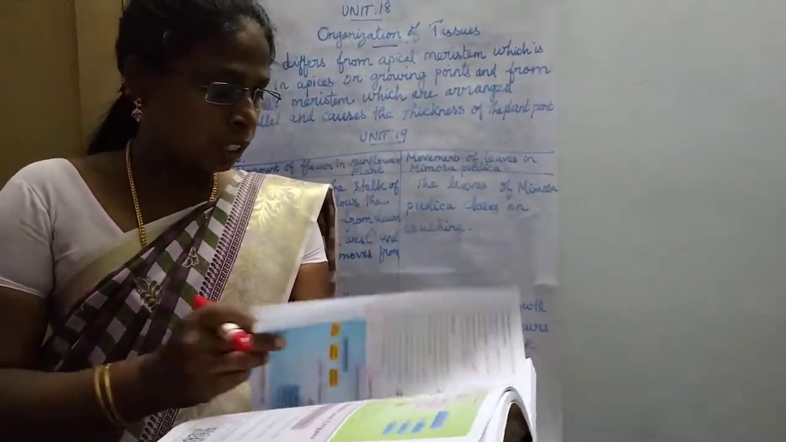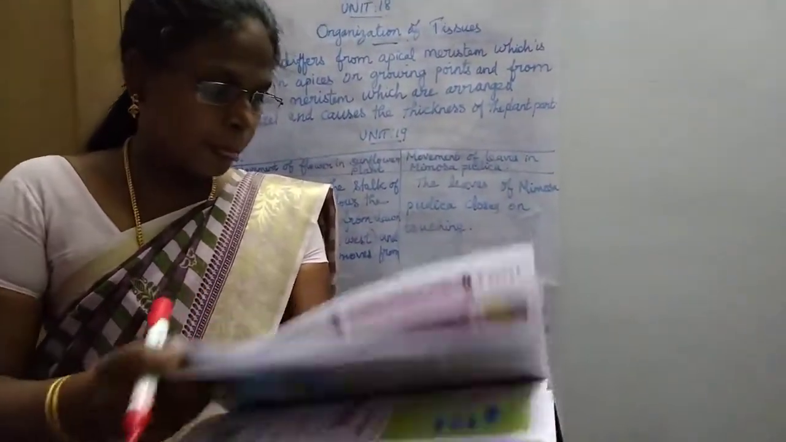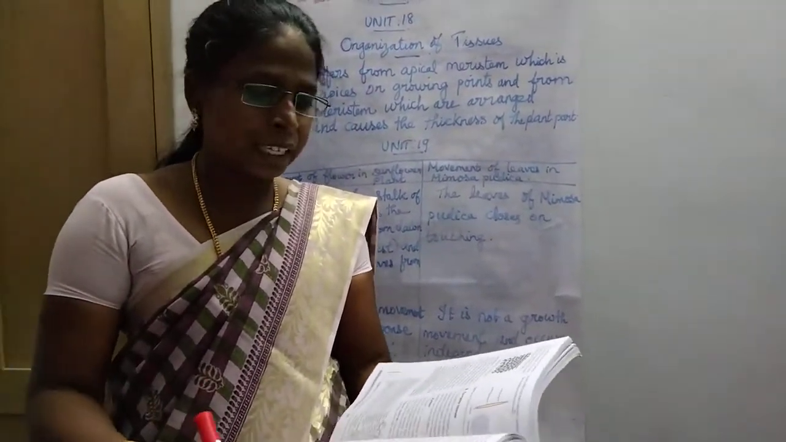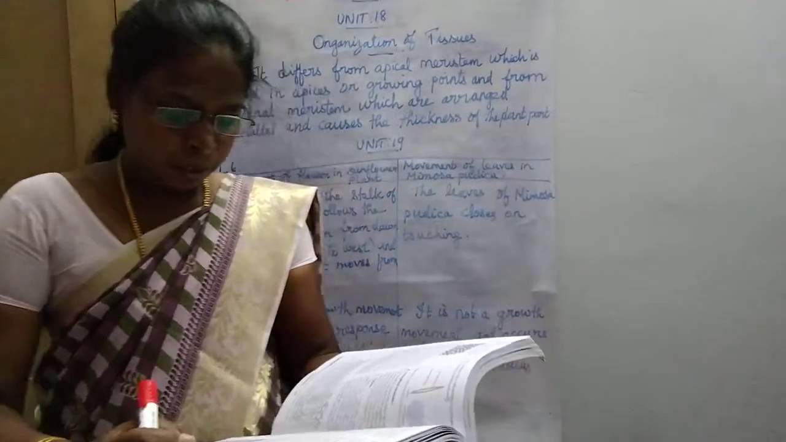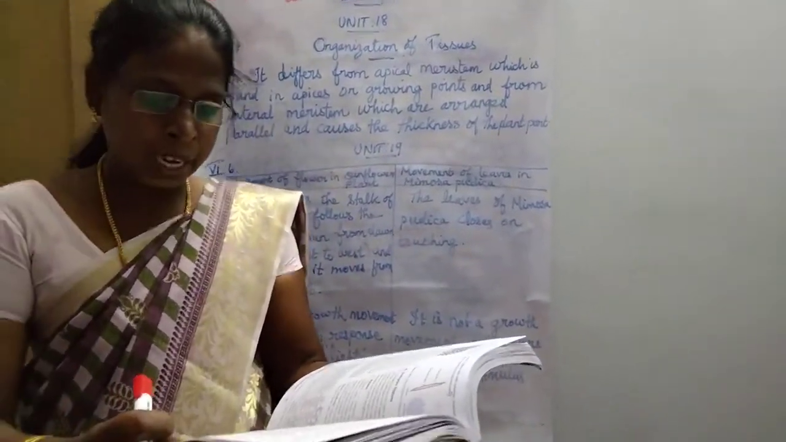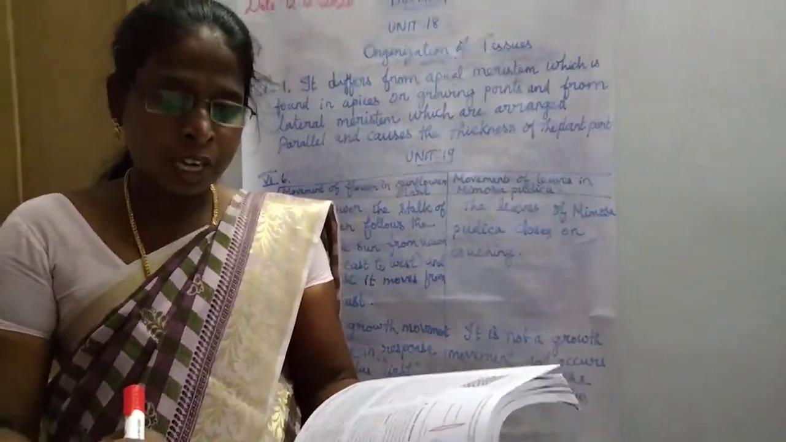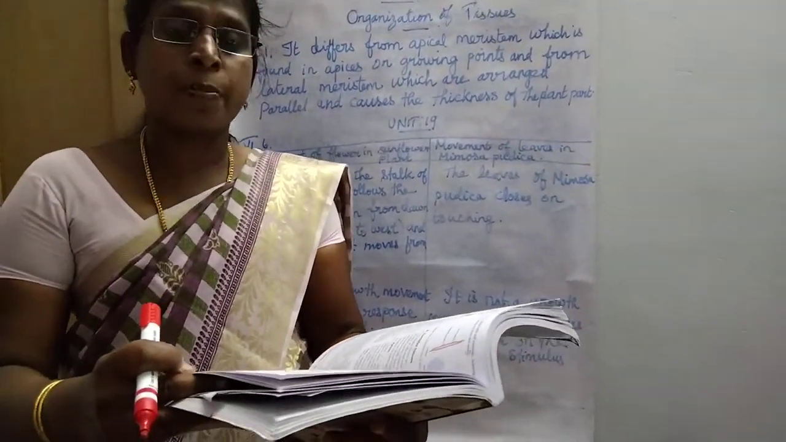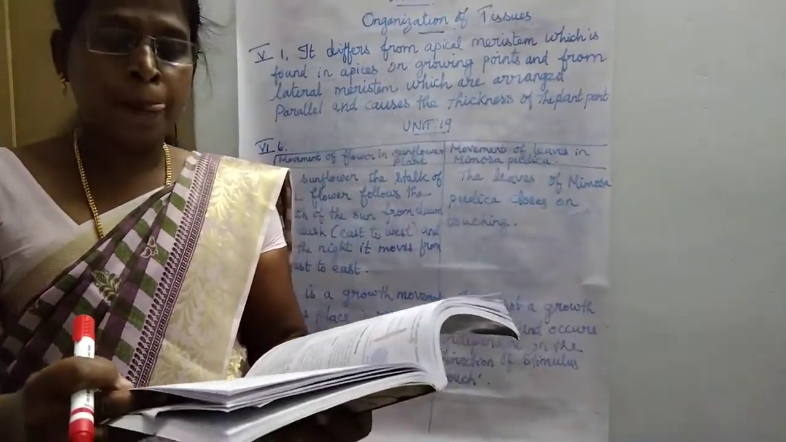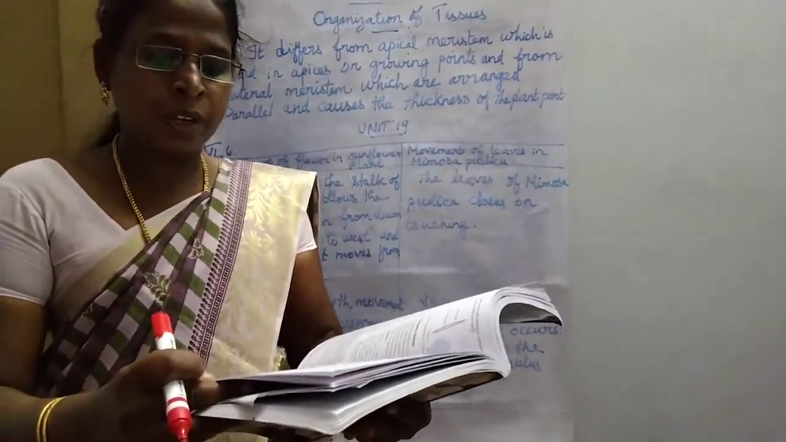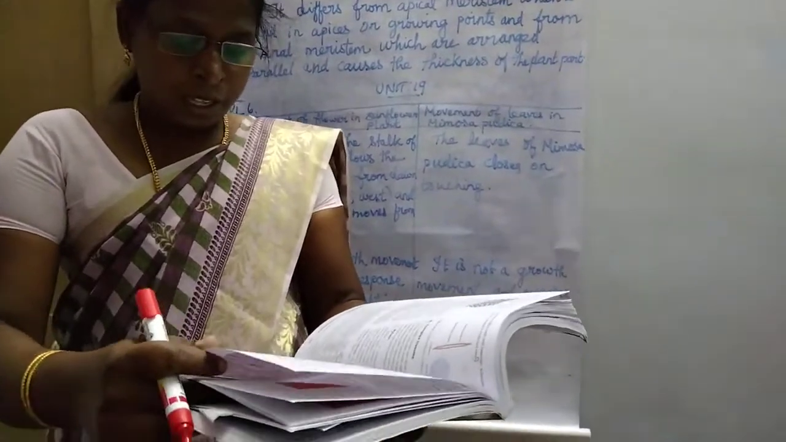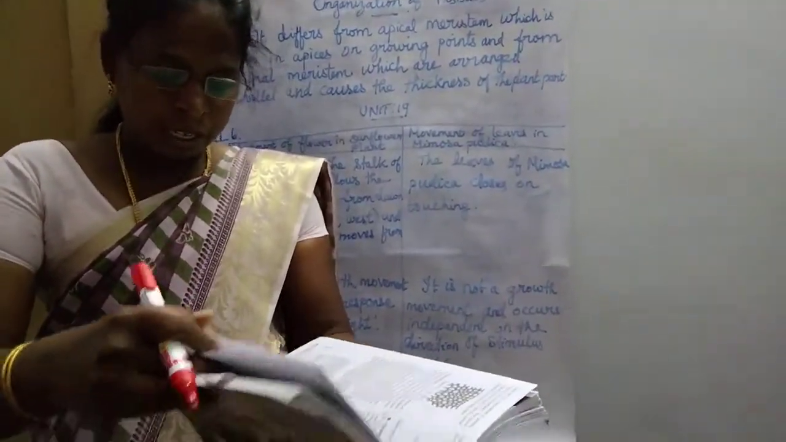Then the book inside question, a very important question. Take page number 213, the last tabular column. There you can write the question: write down the differences between xylem and phloem. Write that tabular column fully.